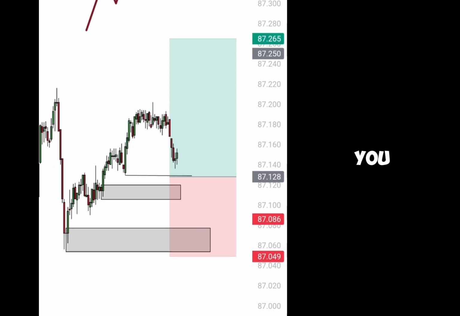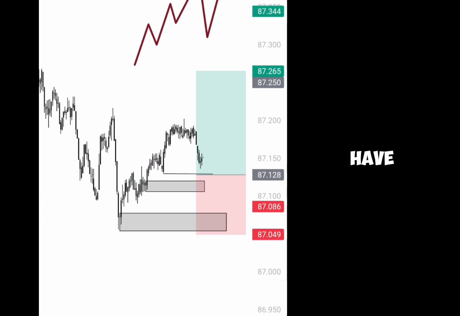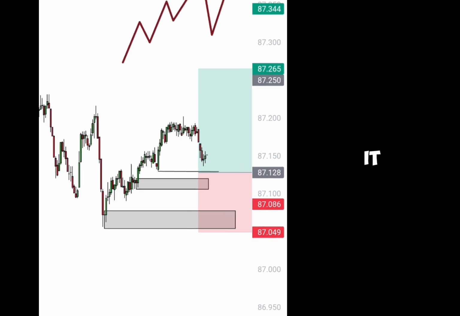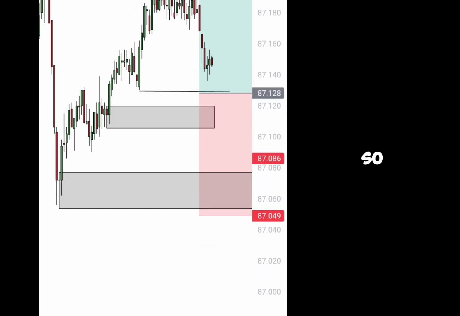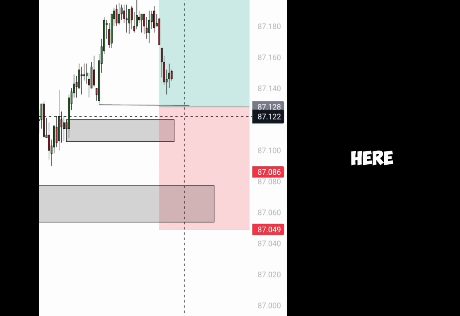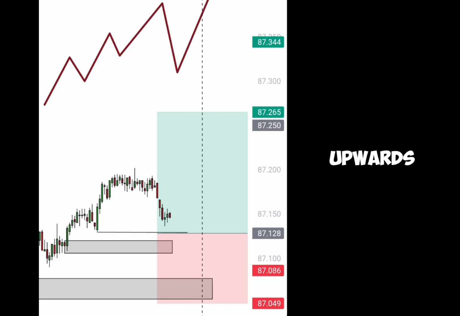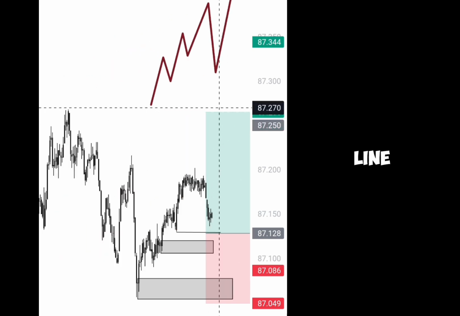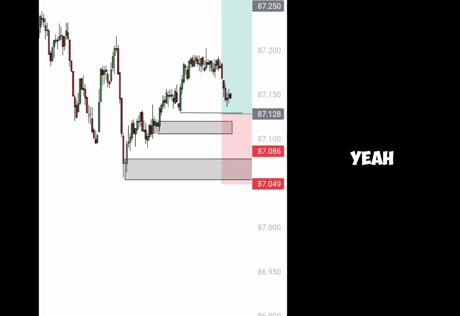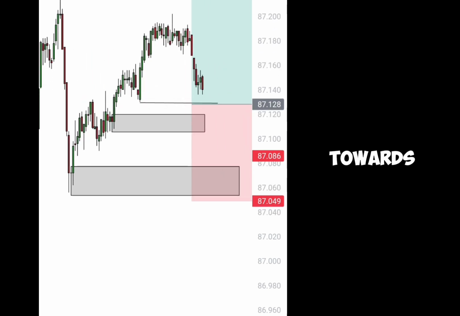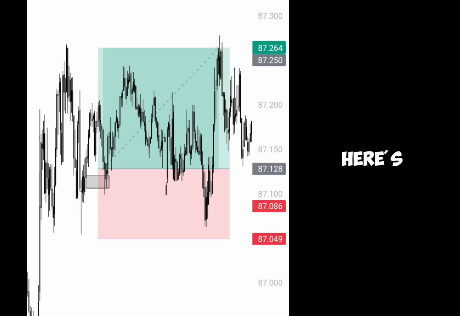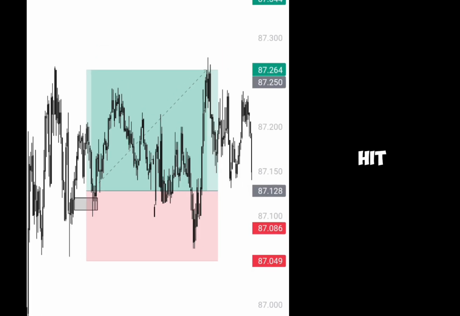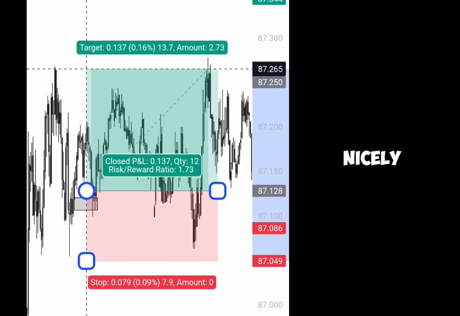All right, so you want to watch this video again. If you have any kind of confusion, you want to watch it over and over again. So I'm expecting the market to come down here and then push upwards to that area. So line charts are, I'll call it, a cheat code towards taking a trade. So here's the trade. We are able to hit our targets just very nicely.